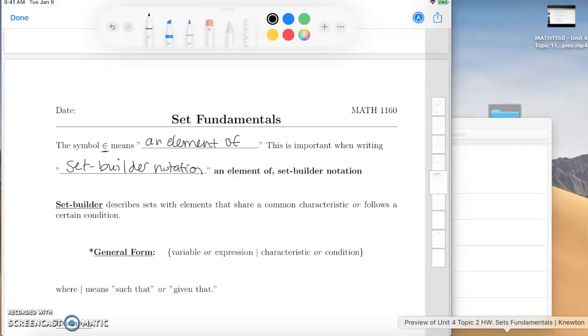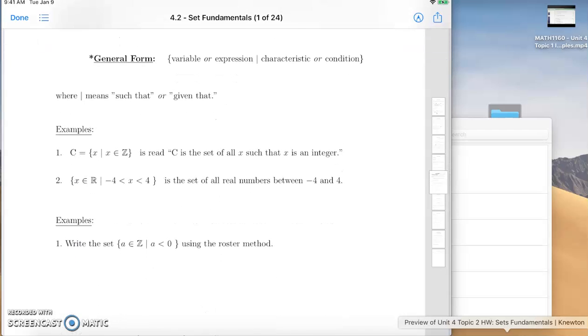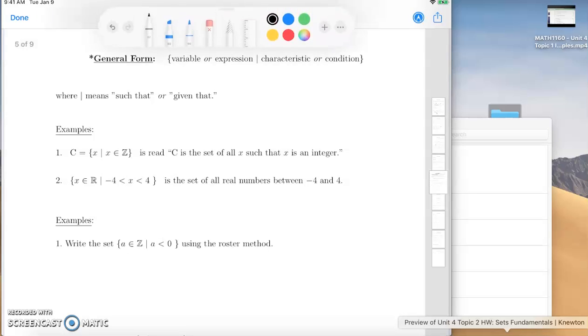So here we see set builder describes sets with elements that share a common characteristic or follow a certain condition. So your general form we have here, you have variable or expression, and then a line, and then characteristic or condition.